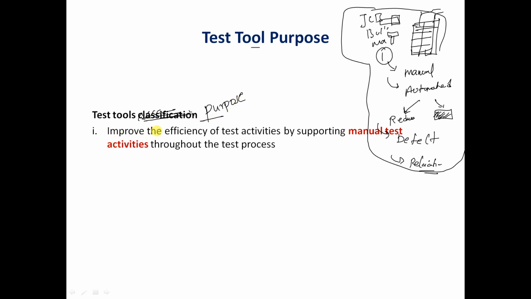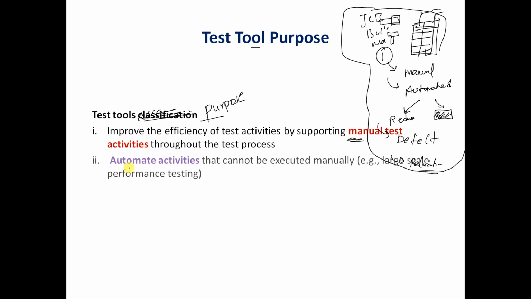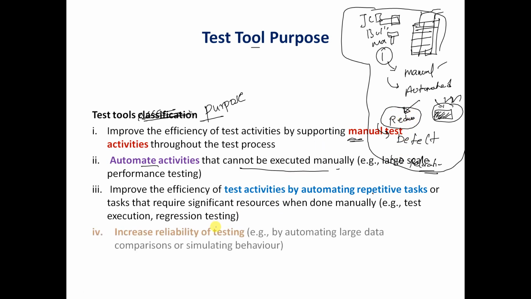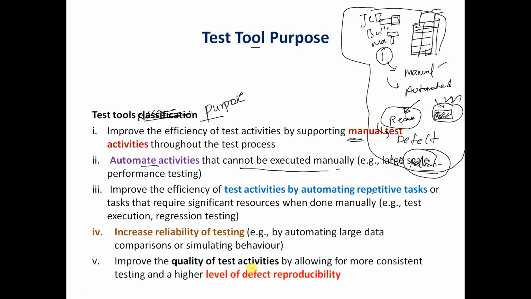So you improve the efficiency of the test by manual test activities throughout the test process. The second one is to automate the activities that cannot be executed manually. Then improve the efficiency of the test activities by automating repetitive tasks or regression. Of course it is possible to do manually, but to reduce the manual effort, we go with automation. Then increase the reliability of the testing. And finally, improve the level of defect reproducibility and the quality of test activities.